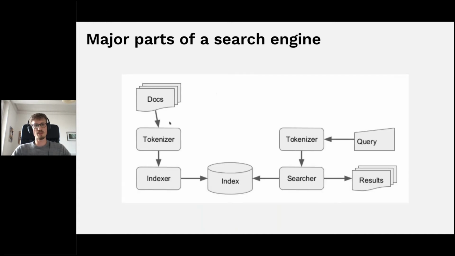If we put these different parts into some kind of picture, we can see our documents being tokenized, so split into words. Then we have an indexer that will index the documents into our storage, which is the index. On the user side, a user comes with a query that is similarly split into words, and then we query the index and return the results. So let's start with how tokenizers work and how we can adapt them to our needs.